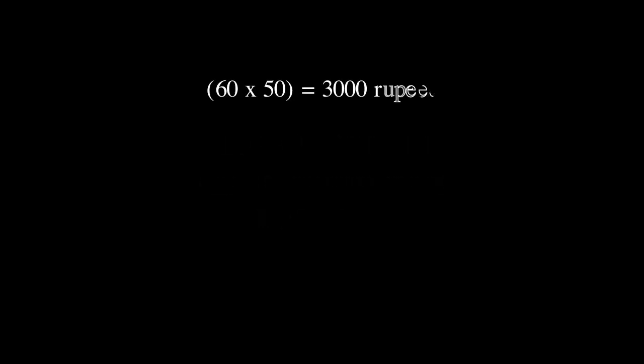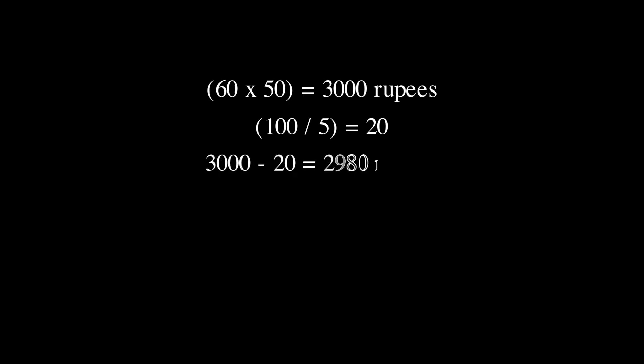Inside the first bracket, 60 plates at 50 rupees each comes to 3,000 rupees. Inside the second bracket, 100 divided by 5 comes to 20. Now we subtract the second result from the first. 3,000 minus 20 gives 2,980 rupees.